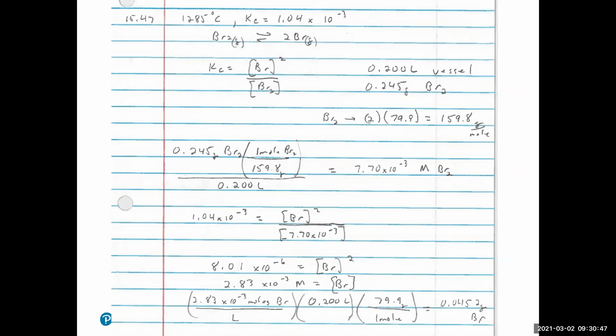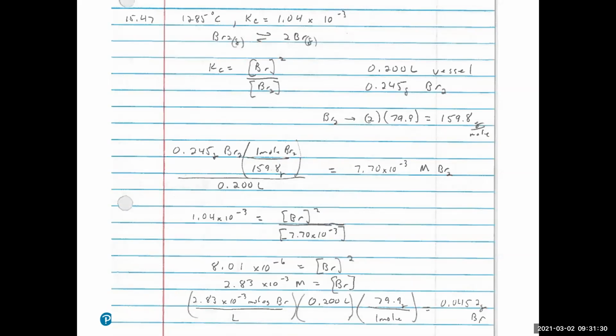We're told we have 0.2 liters as our vessel, and we're told we have 0.245 grams of Br2. So we know that when we're talking about equilibrium expressions, we want to be in molarity when we're talking about how much stuff we have with the units. So we can change that 0.245 grams into moles, and then using the 0.2 liters, we can change it into molarity. But first we need to calculate the molecular weight of Br2. So we look up the atomic weight of bromine, 79.9, and we get the value of 159.8 grams per mole.